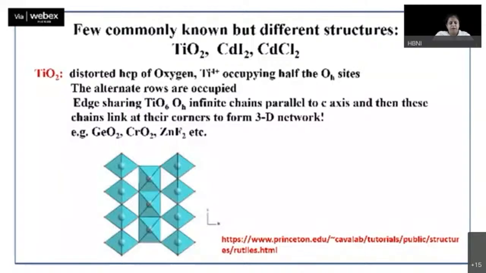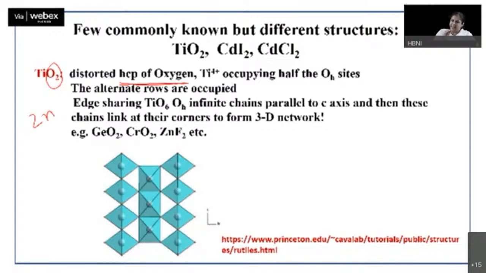Titania is formed by octahedral hexagonal close packing of oxygen. But what happens is, suppose I have two oxygen. How many octahedral holes will I have? I will have two octahedral holes. But the stoichiometry of titanium is 1. For every 2 oxygen, I have 1 titanium. So this much is clear to me that only half the octahedral holes will be occupied by titanium.